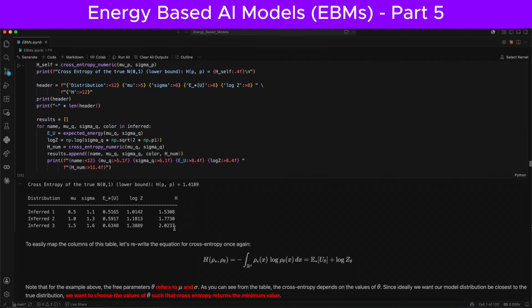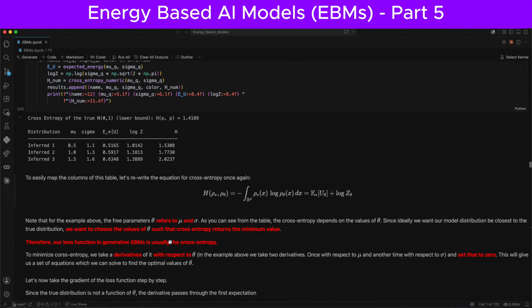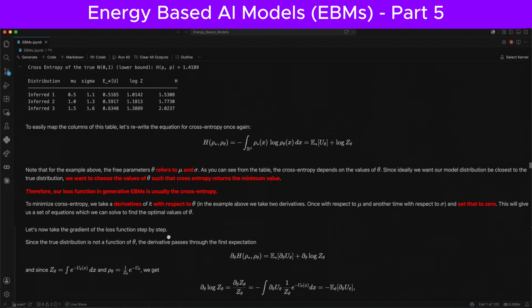As you can see from the table, the cross-entropy depends on the values of theta. Since ideally we want our model distribution to be closest to the true distribution, we want to choose the values of theta such that the cross-entropy returns the minimum value. Therefore, our loss function in generative EBMs is usually the cross-entropy.